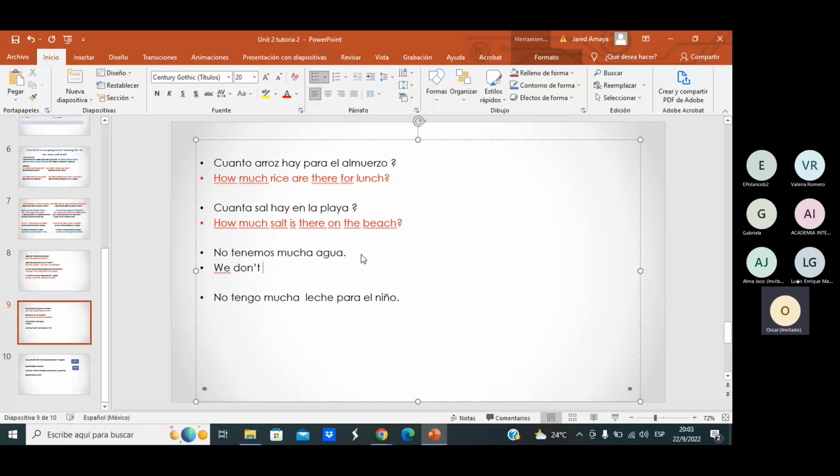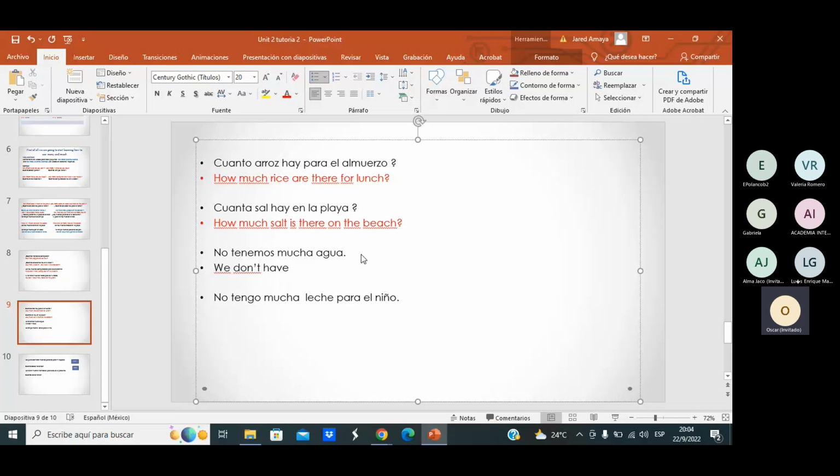How much? Are you sure how much? I think that it's missing a verb after don't. Falta una palabrita después de don't. ¿Cuál sería? Para que tenga más sentido. No tenemos. We don't have. And then?